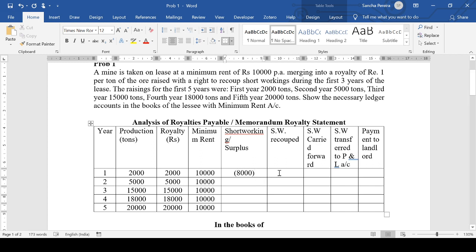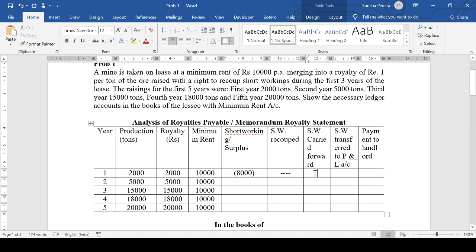Okay. Now, can we recoup anything in the first year itself? We have a loss. Does recoupment come into the picture? It makes no sense. So we're just going to put a dash. Recover from a surplus. You'll see how this recoupment works in the later years. Okay, it's a loss that you try to recover from a surplus. When you have a surplus, previous year short workings are recovered from the next year's surpluses in case there's a surplus. Okay. So how much are we carrying forward?